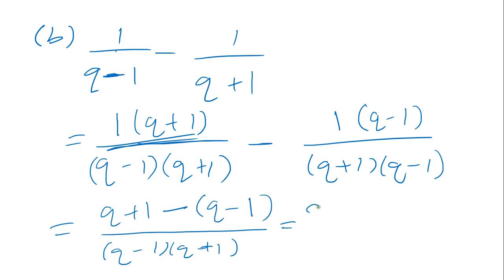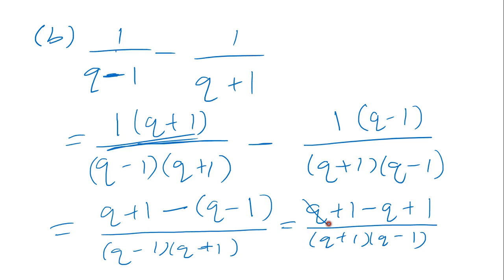Which is actually going to be q plus 1 minus q plus 1 over q plus 1 times q minus 1, which is actually q minus q is 0, so it's just going to be 2 over q plus 1 times q minus 1. Yeah, that's your final answer.